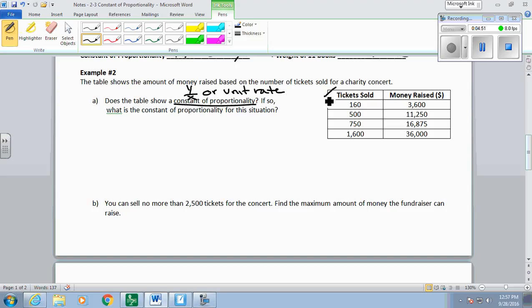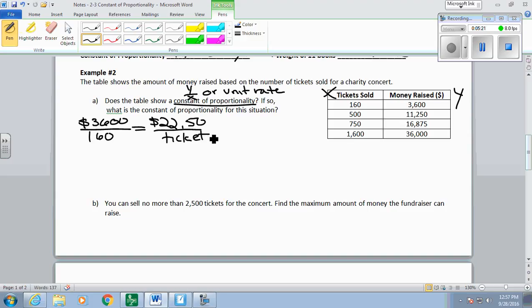Notice we've got tickets sold, which would be our x, and money raised, which would be our y. If we're comparing our ratio of y divided by x, notice that the money again goes on top. Students were asking previously, do I need to show all the ratios? Yes. We have to show all of the ratios that are given to you in this chart. So we take the 3,600 divided by the 160 tickets, and I'm going to get $22.50 per ticket.